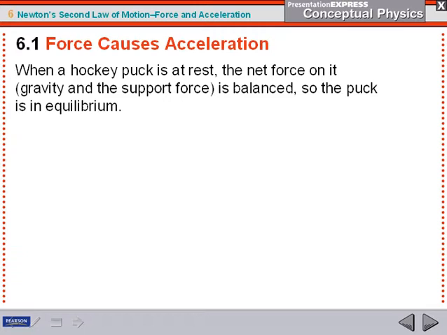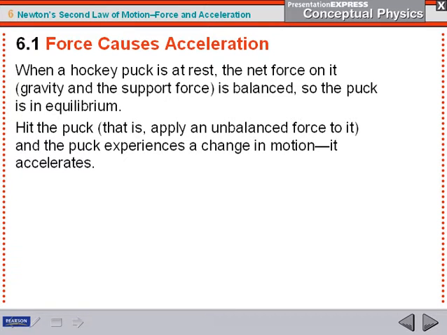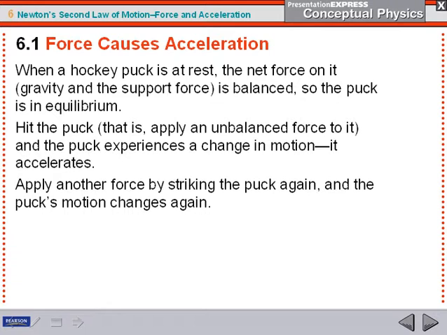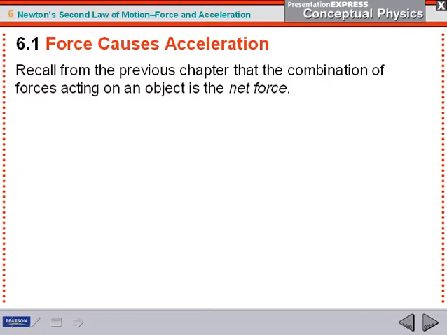So we have an object at rest, and there's no net force on it. The object is in equilibrium. But if we hit it, we apply an unbalanced force to it, and it's going to change its motion. It's going to accelerate. And if we apply another force on it, we can slow it down again, so we can change its motion again. When you put all the forces together on an object, that's called the net force on the object.